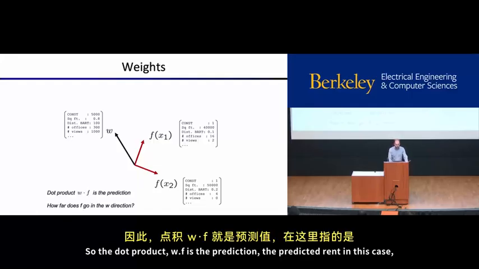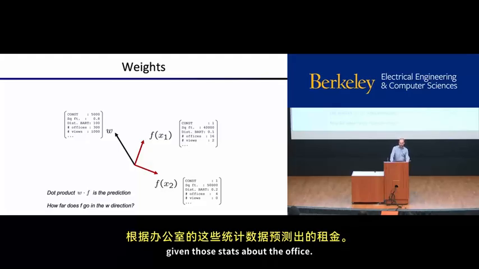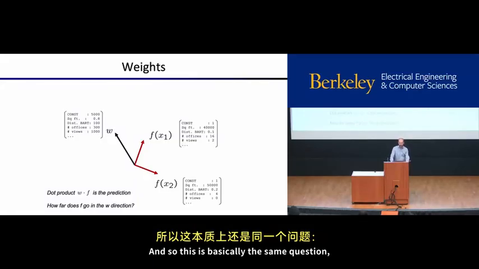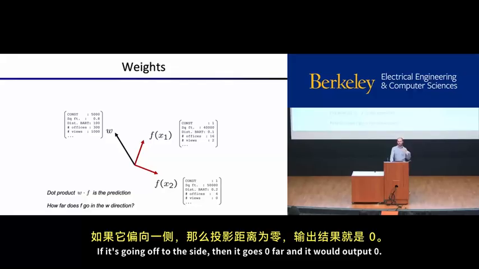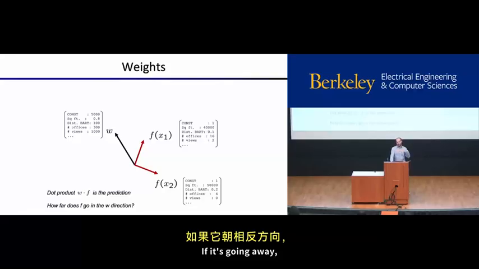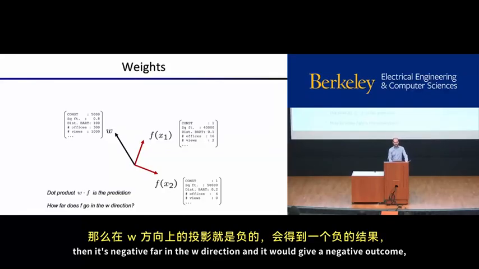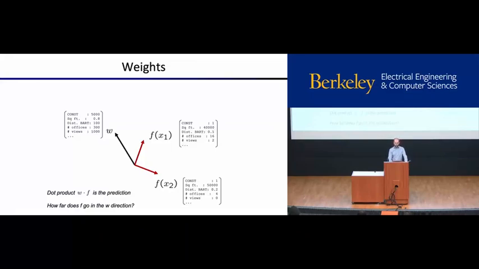So the dot product, W dot F, is the prediction, the predicted rent in this case, given those stats about the office. And so this is basically the same question: how far does the vector F go in the W direction? If it's going off to the side, then it goes 0 far, and it would output 0. If it's going away, then it's negative far in the W direction, and it would give a negative outcome, which is not really plausible for this example.